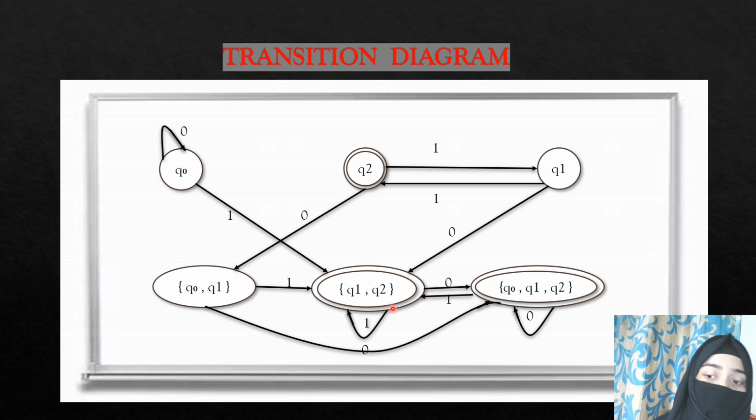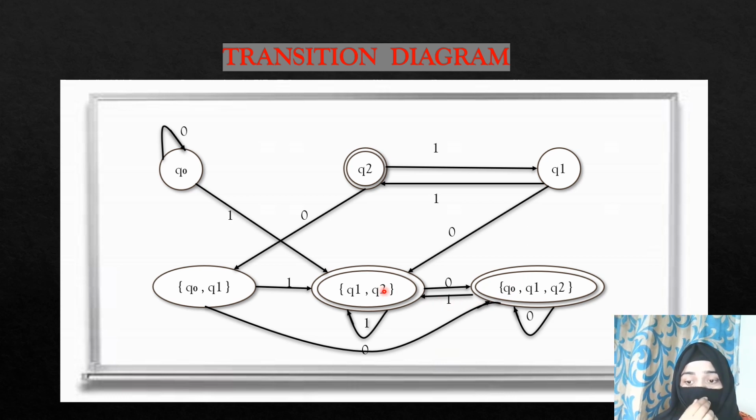Same for Q1 and Q2: with respect to 0, it moves to Q0, Q1 and Q2, and with respect to 1, it is a self loop. So for Q0, Q1 and Q2, the 0 is a self loop, it is itself, and 1 moves to Q1 and Q2.